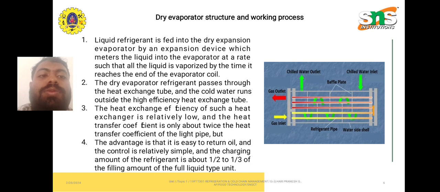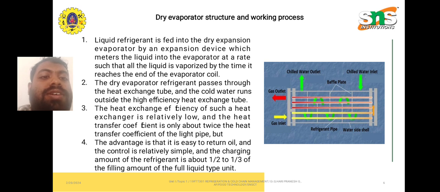Now we are going to see about the dry evaporator structure and working process. In this, the liquid refrigerant is fed into the dry expansion evaporator by an expansion device which meters the liquid into the evaporator at a rate such that all the liquid is vaporized by the time it reaches the end of the evaporator coil. In the dry evaporator, the refrigerant passes through the heat exchange tube and the cold water runs outside the heat exchange tube.